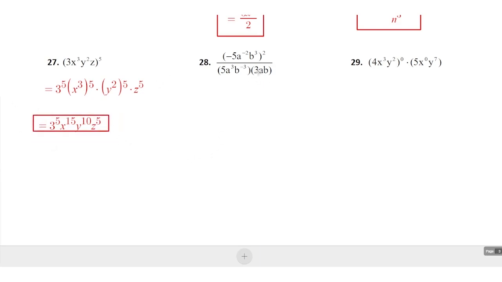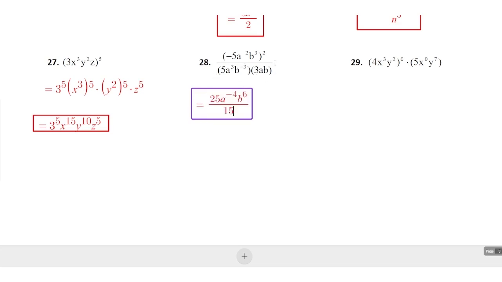Number 28, we need to start by multiplying these factors in the denominator together. So I'll start with that. So with my numerator, actually we've got two things happening here. With my numerator, I'm going to distribute that power of 2. Negative 5 squared is 25. And then negative 2 times 2 is negative 4, so that's a to the negative 4th power. 3 times 2 is 6, so we have b to the 6th power. All over. Now let's simplify that denominator.